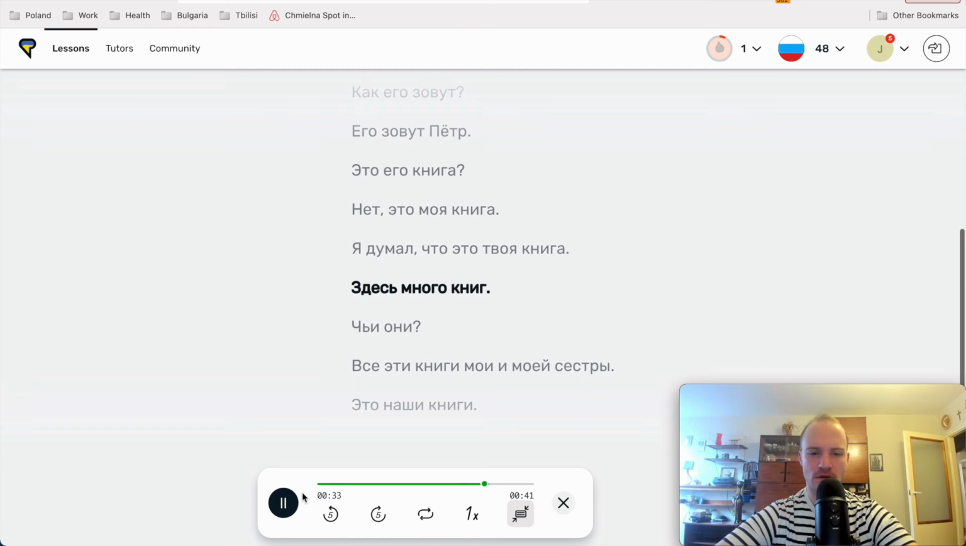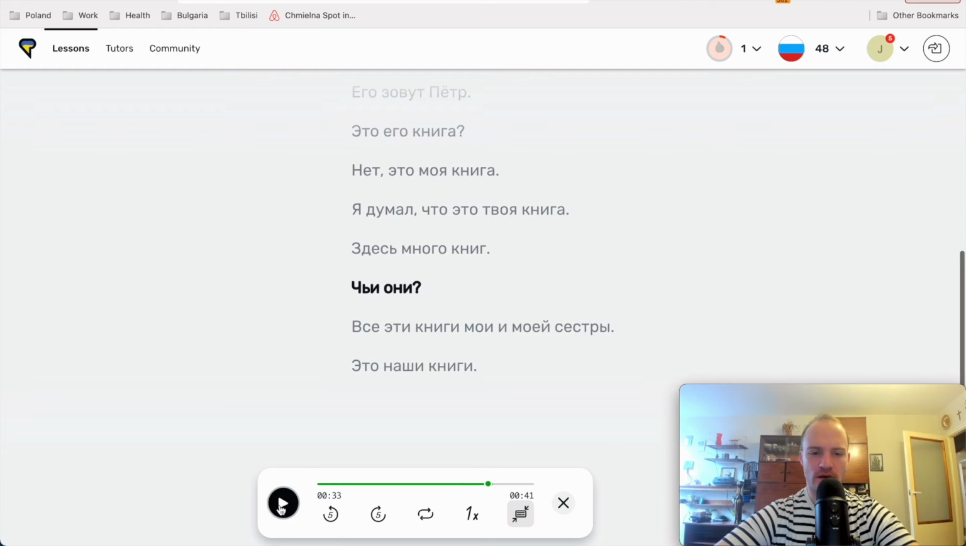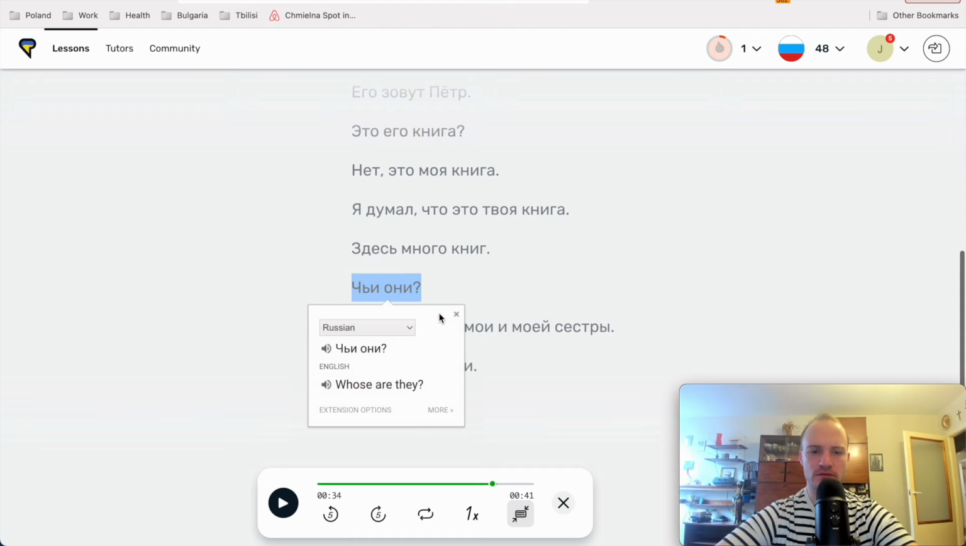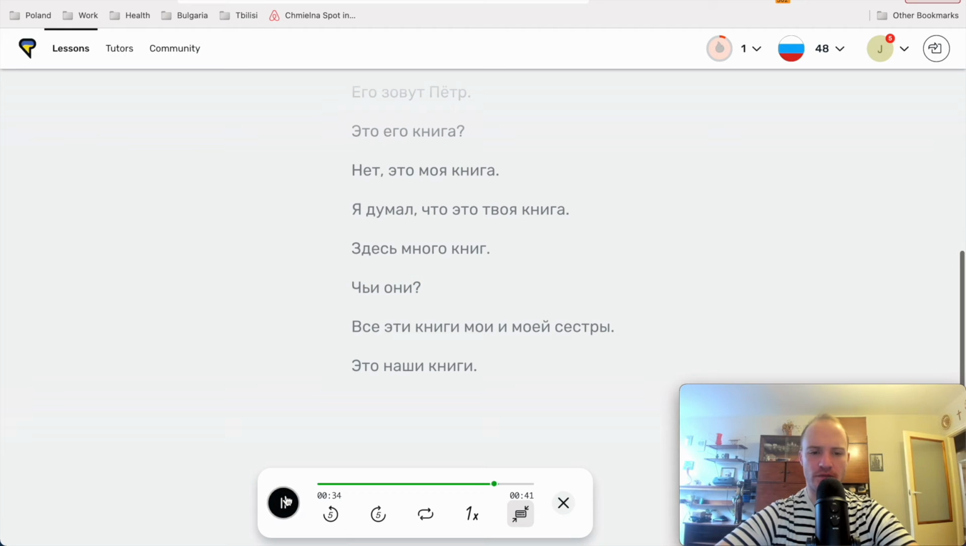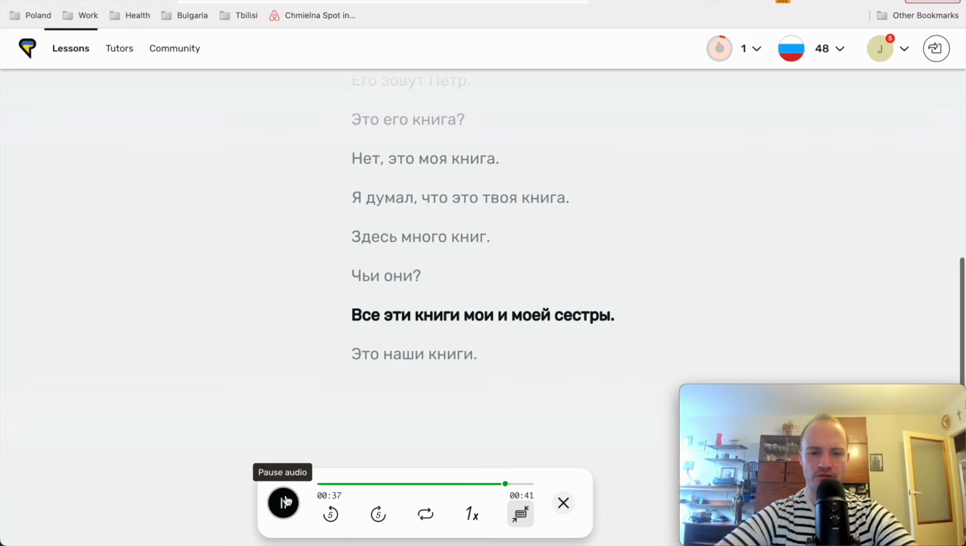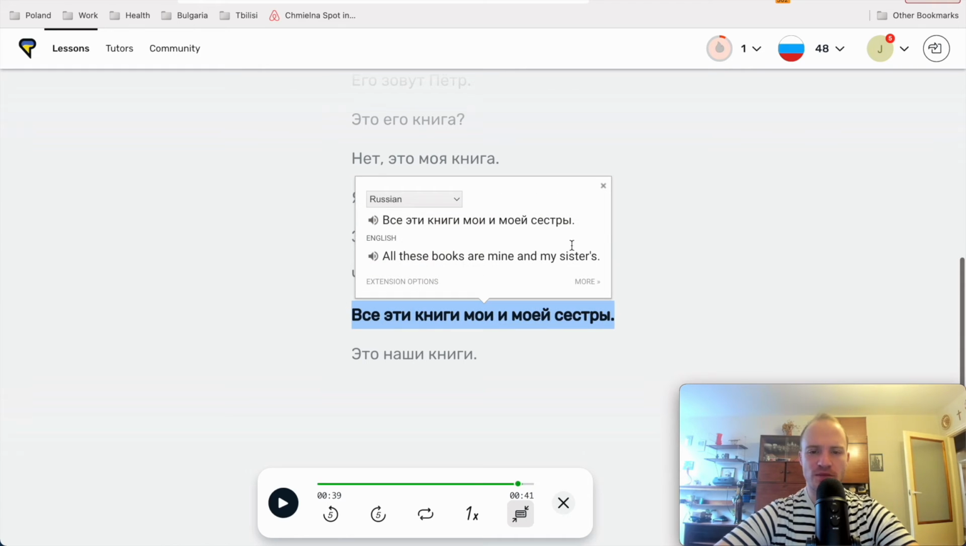Здесь много книг. Okay. Чьи они? I'm not sure what this one means. Whose are they? Oh, all the books there. Okay. Все эти книги мои и моей сестры. Okay, all these books are mine and my sister's, I'm pretty sure. So we have the MO, so we just know it's like mine, right? All these books are mine and my sister's.